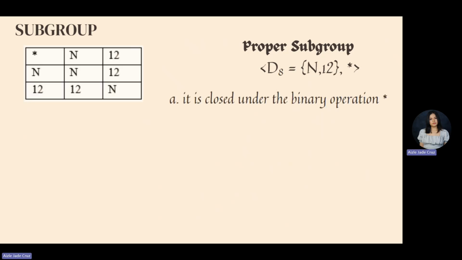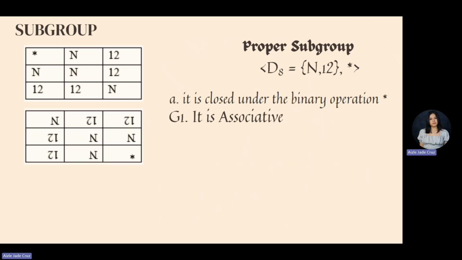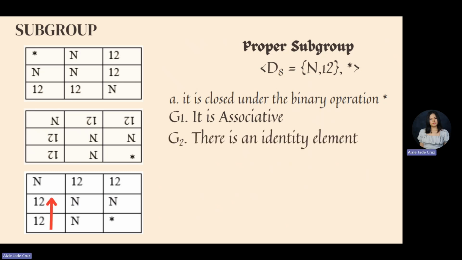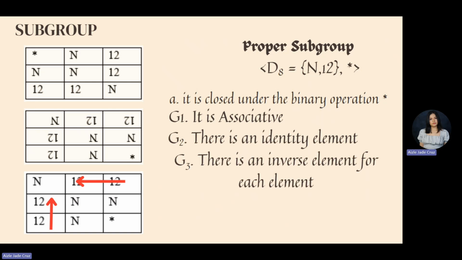It is closed under the binary operation star. G sub 1, it is associative because if we rotate the table by 180 degrees, we can get the same structure as the original table. Therefore, it is associative. Then, G sub 2, there is an identity element, which is n. G sub 3, there's an inverse element for each element, which are n inverse is equal to n, 12 inverse is equal to 12. Therefore, G sub 8, consisting of the elements n and 12 under the binary operation star, is a subgroup because it satisfies all the conditions by being a group.